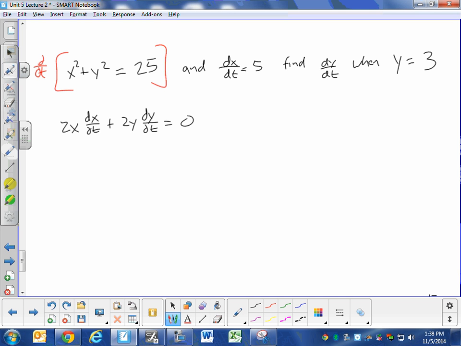Okay. Let's make sure we all have the derivative down correctly: 2x dx/dt plus 2y dy/dt equals 0. We are told dx/dt is 5. We are told y is 3. We are asked to find dy/dt. Well, I'm missing an x. I need to find dy/dt, but I want a number. I want dy/dt equals some number. I don't want the x. Ms. Wise, how can I figure out what that x is?